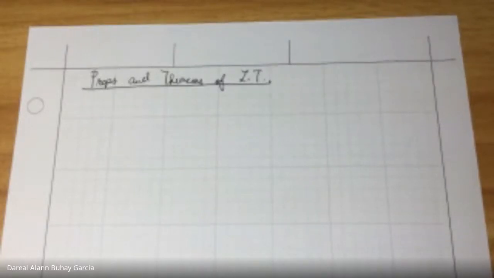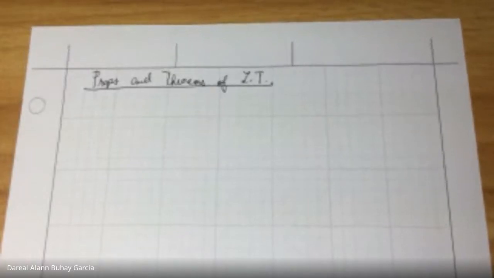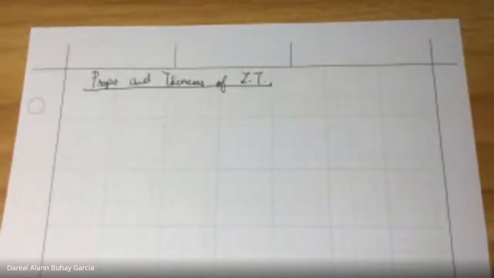And there are seven properties here: 1, 2, 3, 4, 5, 6, 7. Seven theorems that are important for us to know in order to use Laplace transforms to solve ODEs.